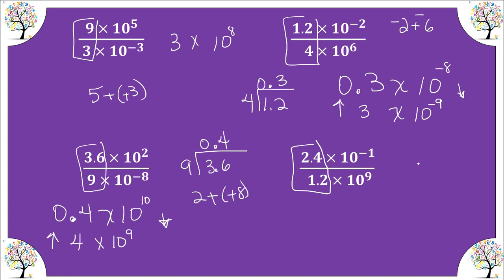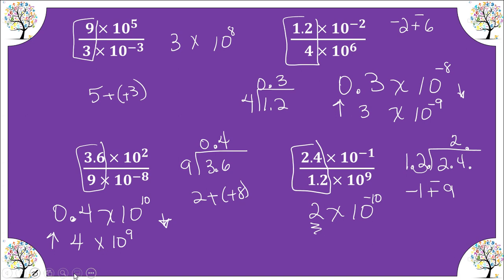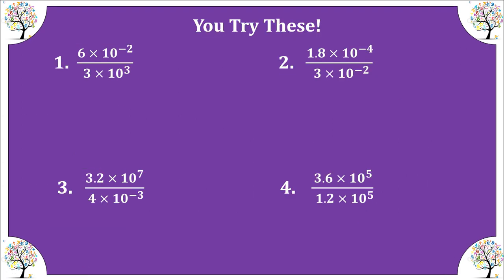The last example, 2.4 divided by 1.2 or 1.2 divided into 2.4. We need to make this a whole number, so I'm going to move it over, make it a 12, and I also have to move this decimal. And so I really have 12 divided into 24, which goes 2 times. So I have 2 times 10, -1 minus 9, keep, change, -10. Our coefficient 2 is between 1 and 10. I'm good to go. Okay, pause the video, and then when we come back, we'll go over these.